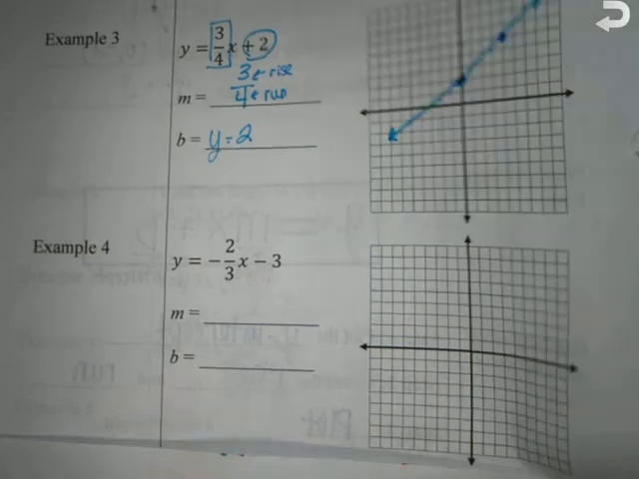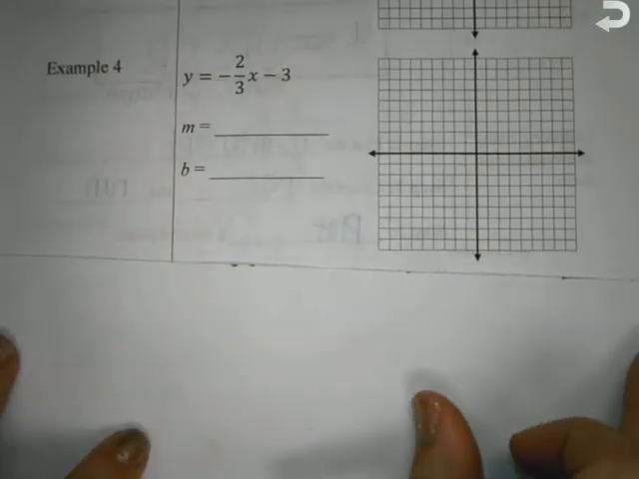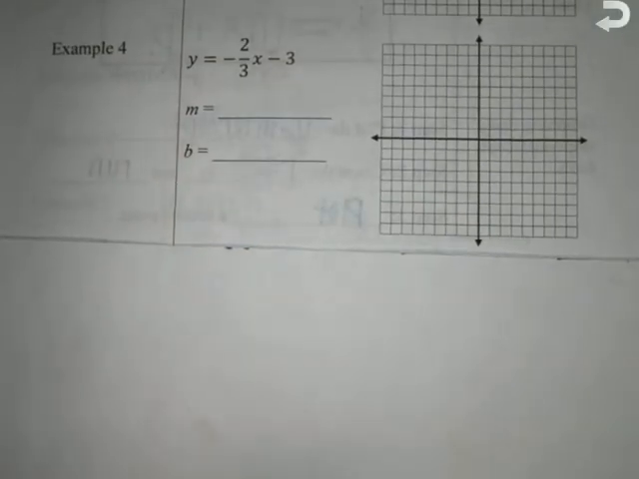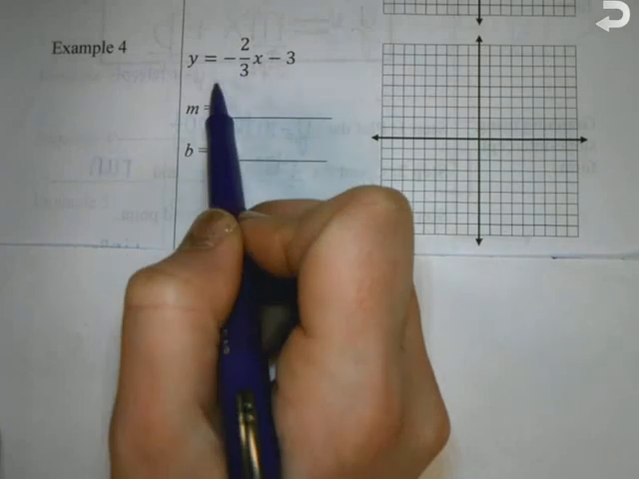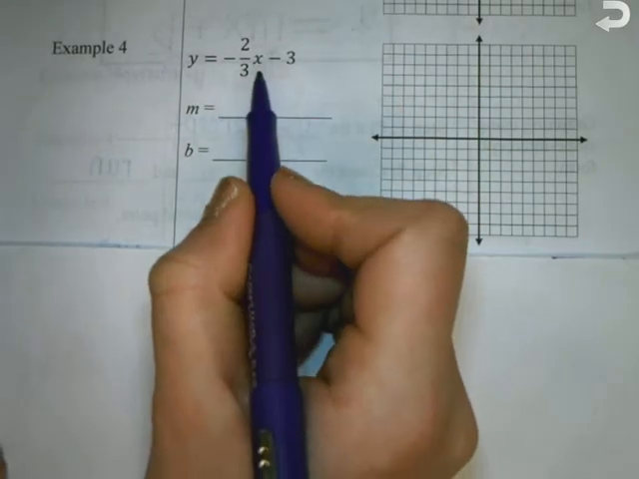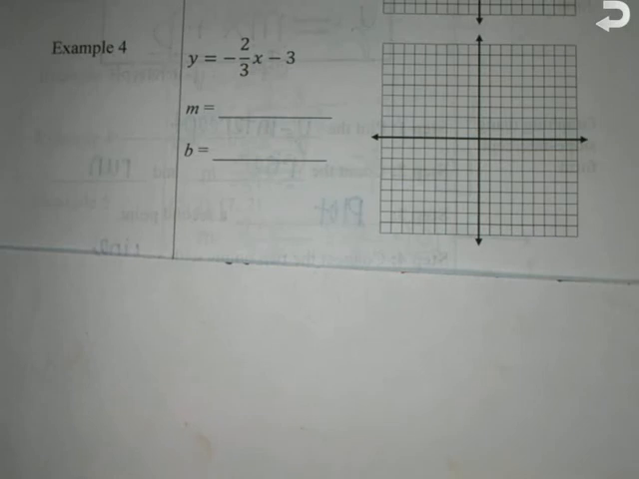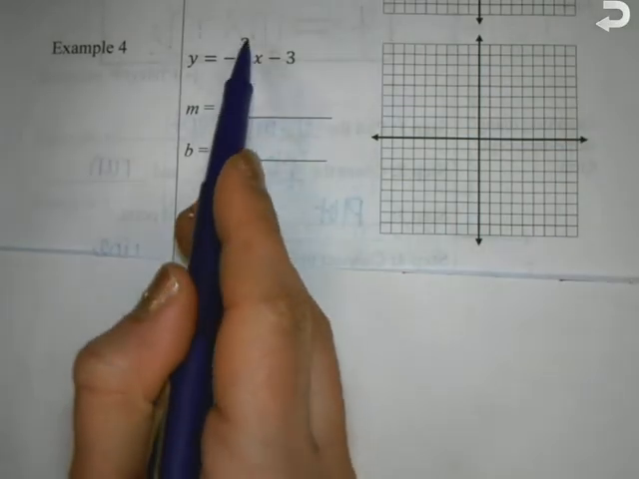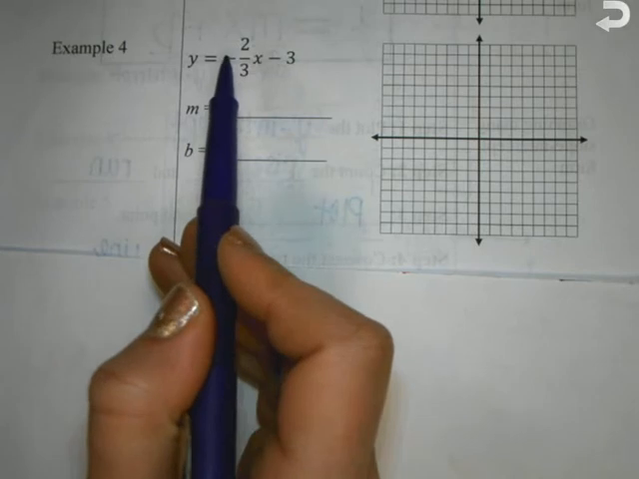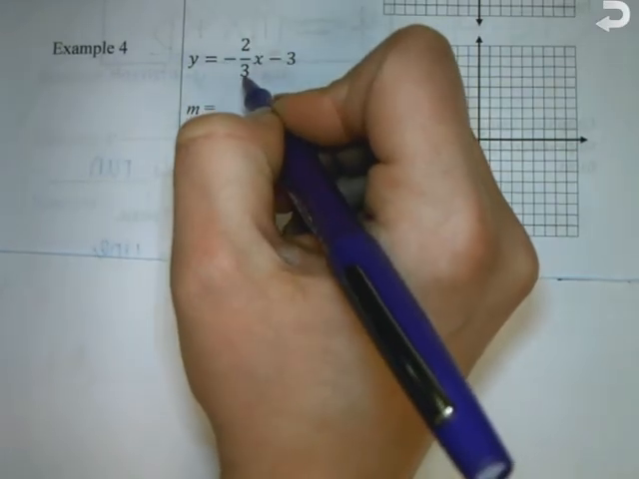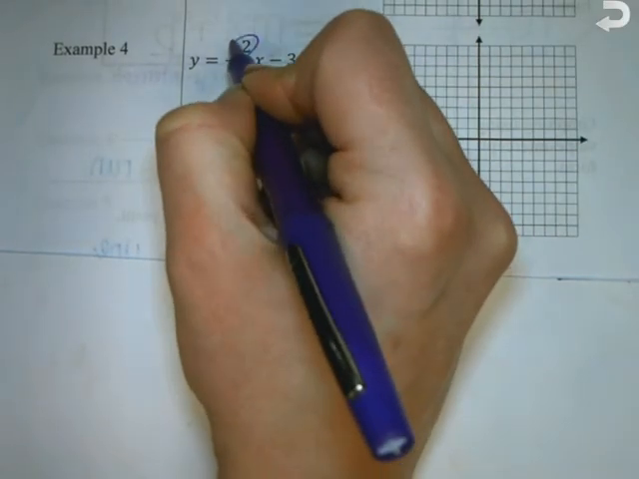There's a negative in front of the 2/3. So which one is negative? 2 and 3. Both? If they were both negative, then it would be a positive, right? We just take that negative and attach it to either the 2 or the 3. It doesn't matter which. I always take the negative and attach it to the top one. So the slope is going to be -2 over 3. Only one of them can be negative.